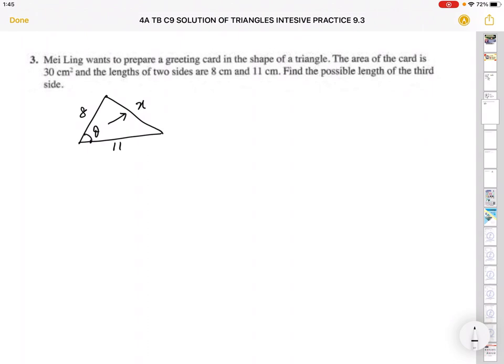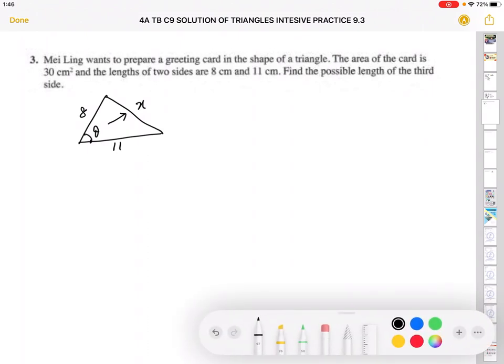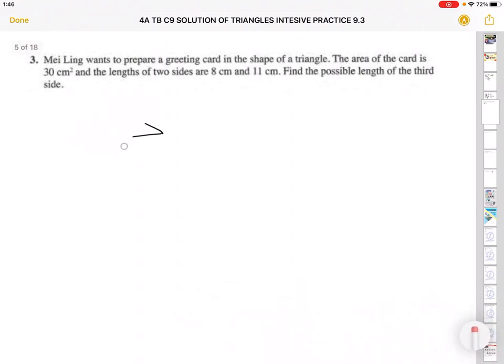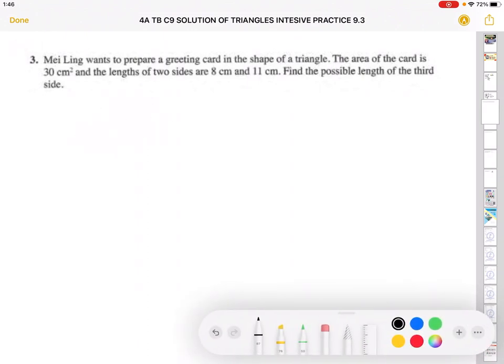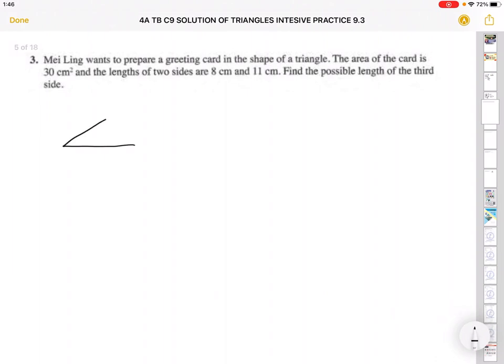So why did they say possible? Because your angle theta can be acute, or can be obtuse. So let's make it more obvious. I show you 2 possibilities, because we know that from ambiguity, we can have, maybe I make this shorter, this is theta, 8, this is 11. Now you can also have something like this. This is theta, this is 8, this is 11. So this is x, the length of the side that you're finding. But theta can have 2 possibilities, acute or obtuse.